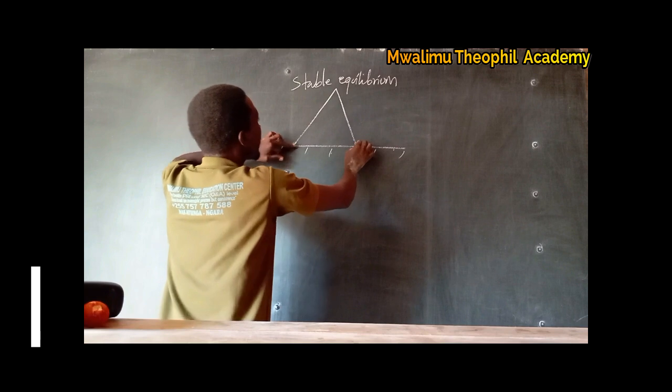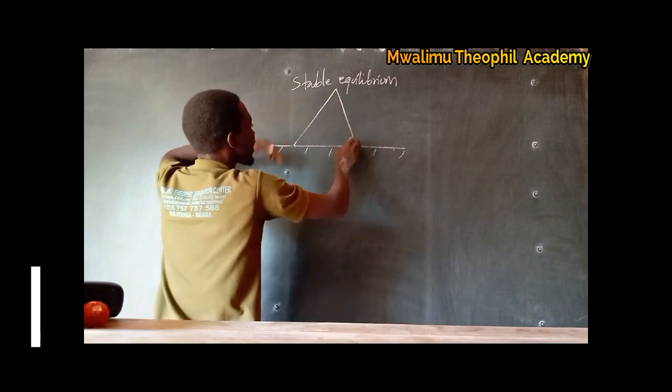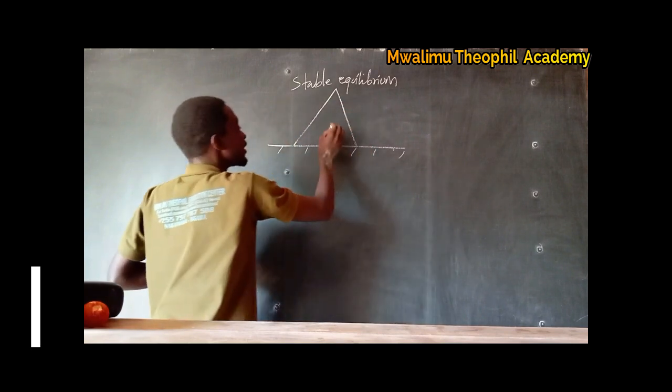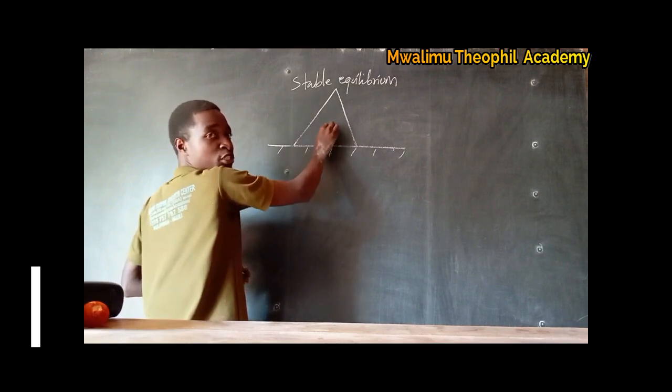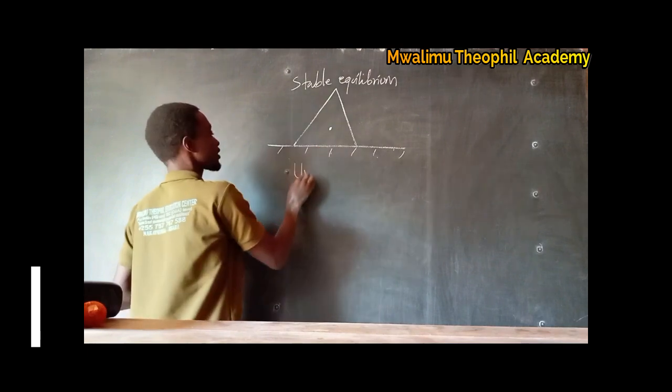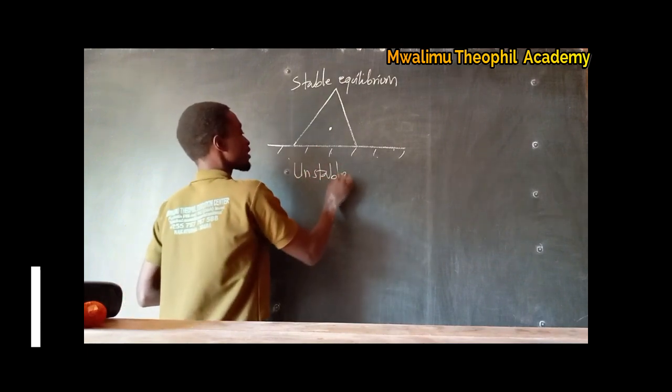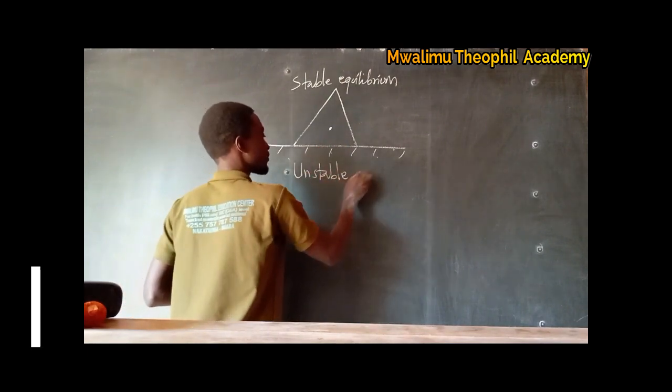To support this, when the body rests on the largest base, it means that its center of gravity is lowered. So the height of the center of gravity is low. For unstable equilibrium, we can reverse the first diagram. Unstable equilibrium.